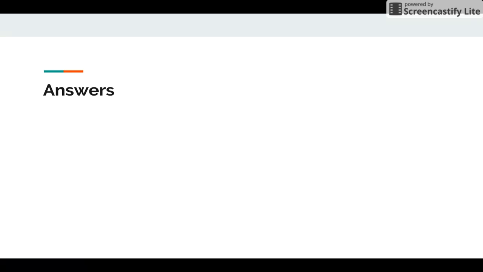Let's see what your answers were. For question 1, it said, how many tertiary levels does the frog occupy in the web pictured? The answer is D, because the frog is both a secondary and a tertiary consumer.